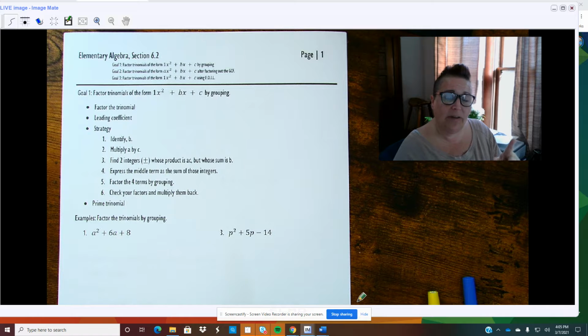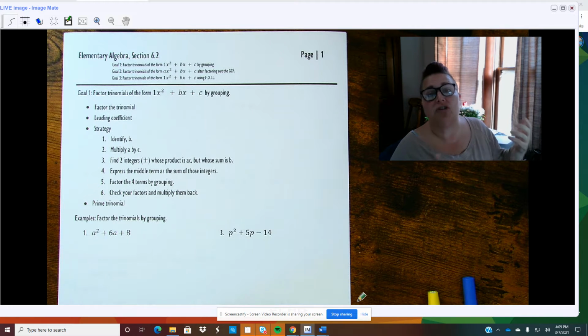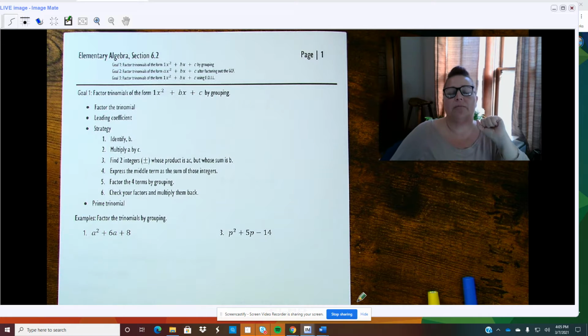If you don't remember factor by grouping, we did it at the end of 6.1, so you may need to review that before moving ahead here. We're then going to check our factors using multiplication. That's the FOIL method. That again is back in 5.6, I believe we did that. So if you need to review that, go back to 5.6. And we're going to use that foiling method to check our answer.